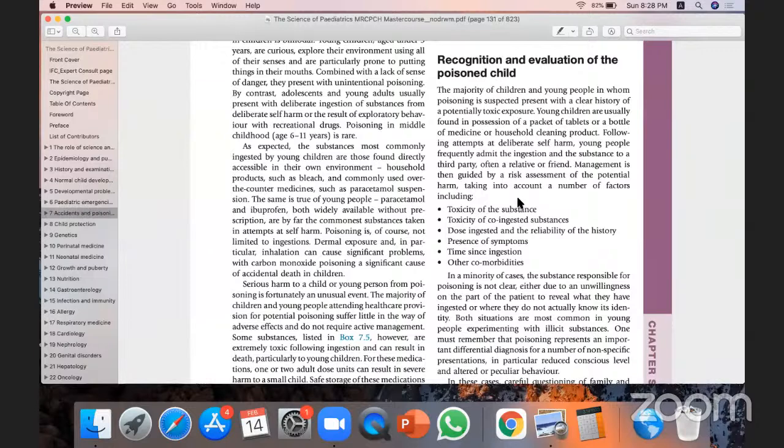Any child who is unconscious, whether a teenager or a small child, okay, we know that in case of a neonate, any collapsed neonate, we will think about sepsis.